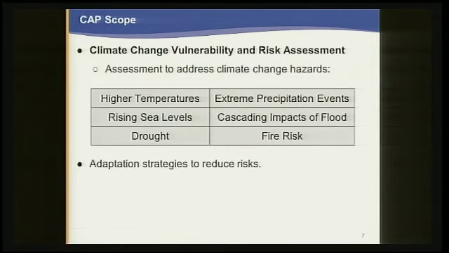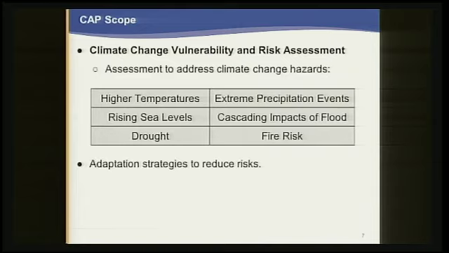As I mentioned, the CAP scope will look at the vulnerable areas of the city where there are impacts to climate, and it's not just sea level rise, it's drought, it's the temperature impacts. Those are real issues that are facing communities in terms of heat islands, and what do you do for your vulnerable populations in terms of where they go.